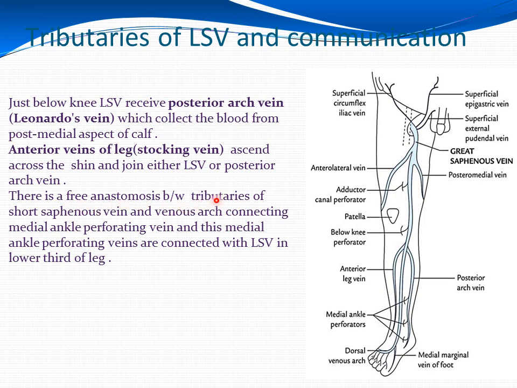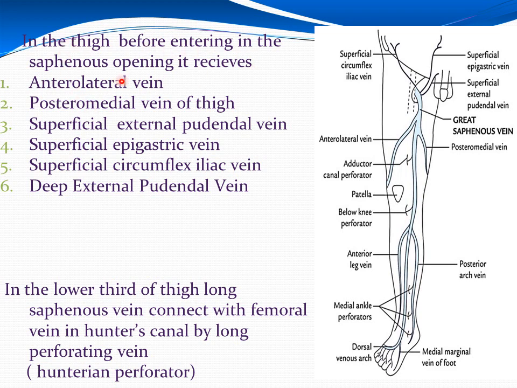There is a free anastomosis between the tributaries of the short saphenous vein and the venous arch connecting the medial ankle perforating veins, and these medial ankle perforating veins are connected with the long saphenous vein in the lower 1/3 of the leg. In the thigh, before entering the saphenous opening, it receives the anterolateral vein, then the posterior medial vein, the superficial external pudendal vein, the superficial epigastric vein, the superficial circumflex iliac vein, and the deep external pudendal vein.